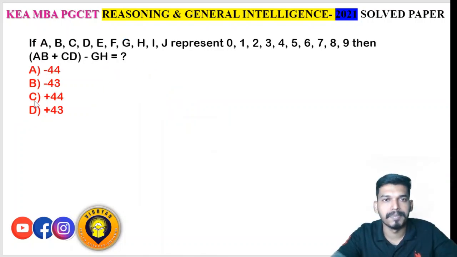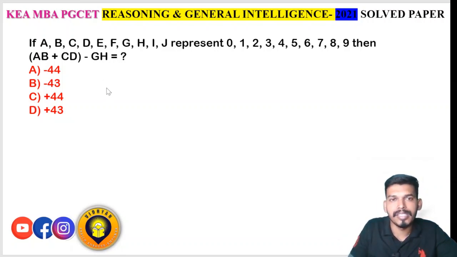Next one. If A, B, C, D, E, F, G, H, I, J represent 0, 1, 2, 3, 4, 5, 6, 7, 8, 9, then AB plus CD minus GH is equal to what? A is 0, B is 1, plus C is how much? 2, and D is how much? D is 3.